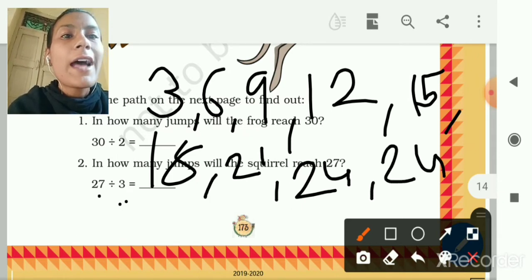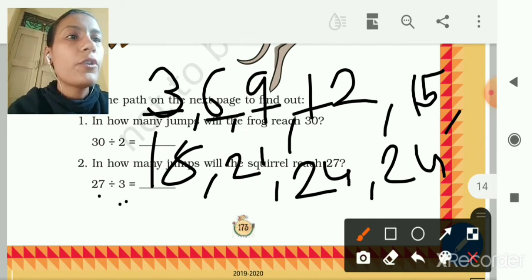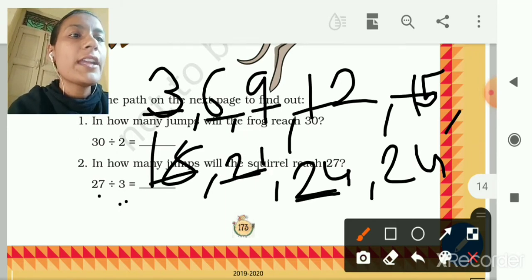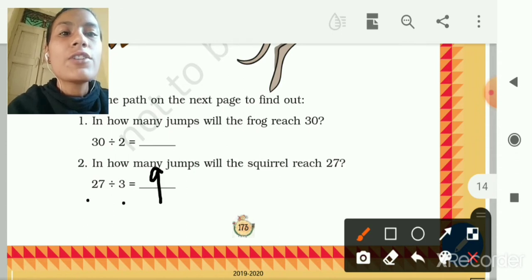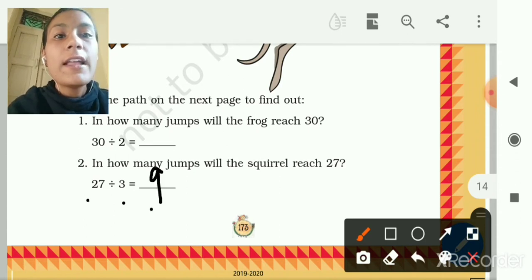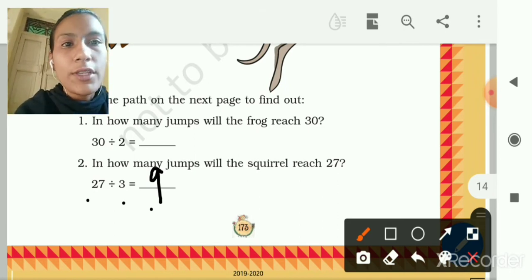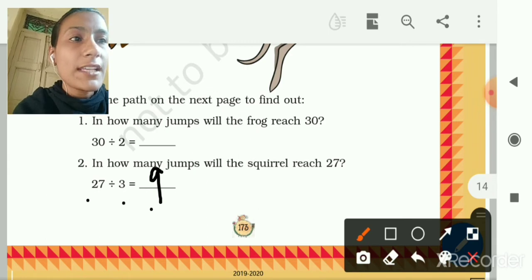So how many jumps? Let's count. 1, 2, 3, 4, 5, 6, 7, 8, 9. So in 9 jumps the squirrel will reach the number 27. So 27 divided by 3 is equal to 9. You can also count 9 threes are 27. Okay, so this answer you can write in your textbook.